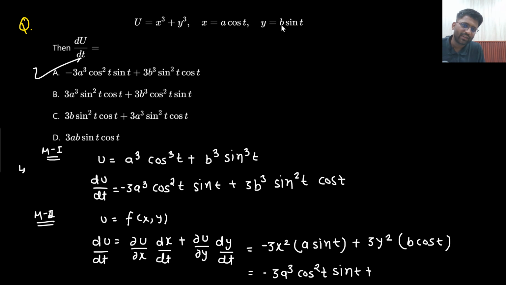Just I am putting the value of y, which is b square. What is y? y is b sin t. So what will be y square? b square sin square t. 3b cube sin square t cos t. There you go. This is the answer: 3b cube sin square t cos t minus 3a cube cos square t sin t. So option A is correct.